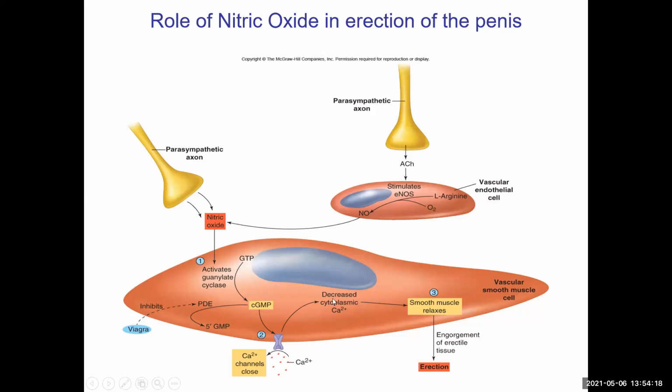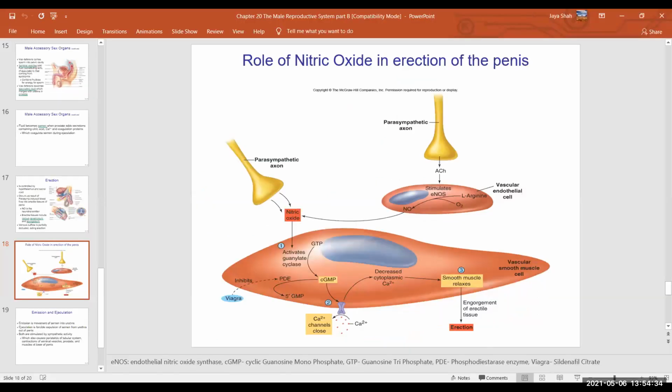So to bring these vascular smooth muscle cells back to the normal condition, we have another enzyme in our smooth muscle cell that is called PDE. In this slide, I have written everything here, so you don't need to worry. That phosphodiesterase enzyme changes the cyclic GMP into inactive 5-guanosine monophosphate. And this has no effect on these things. So the muscle will contract again, its diameter will reduce, and the penis will be relaxed.